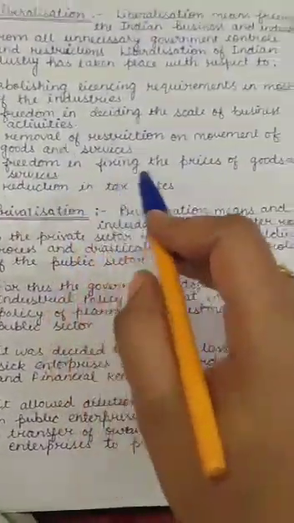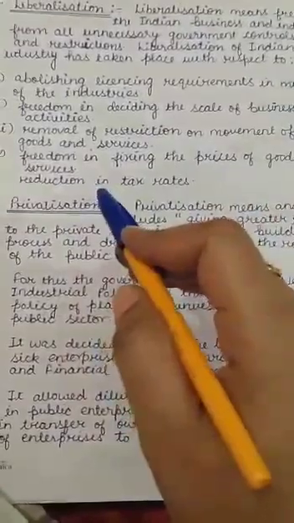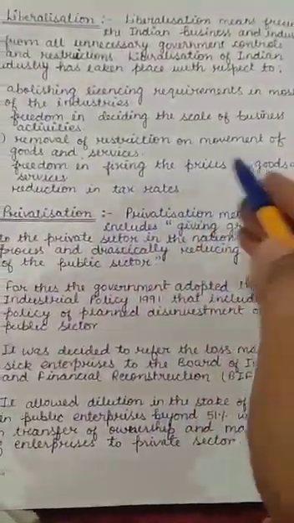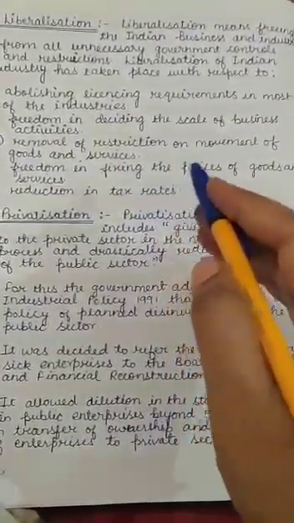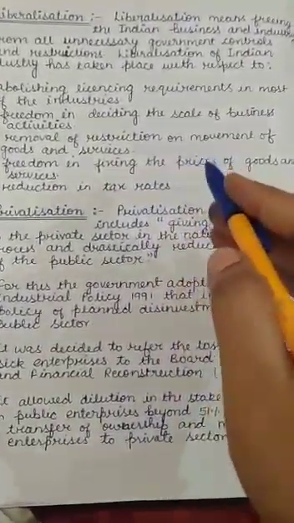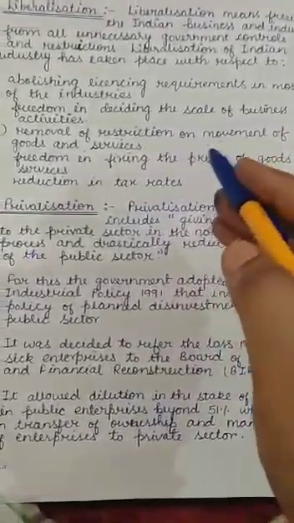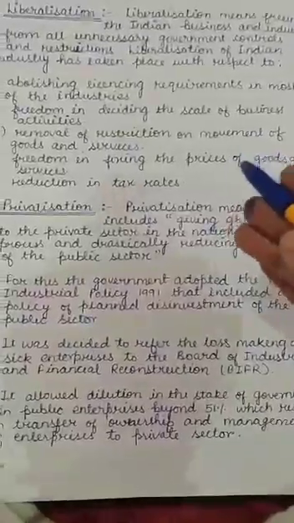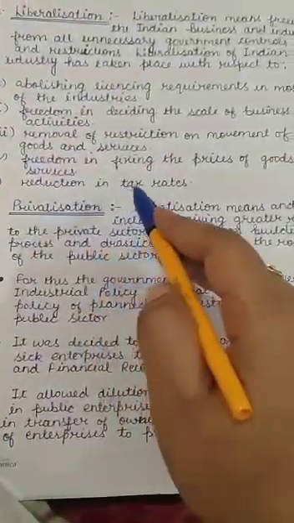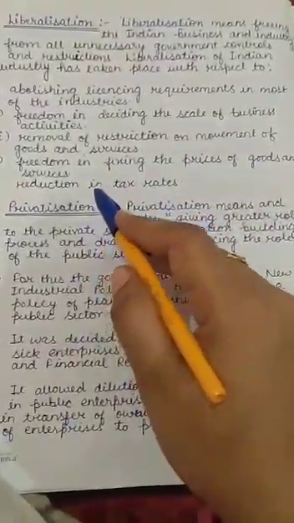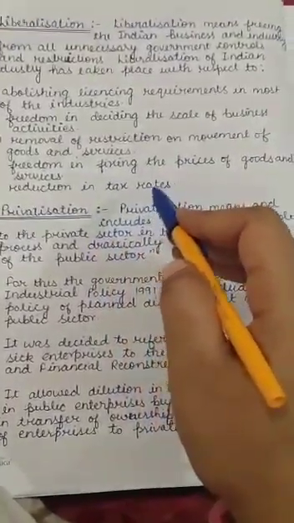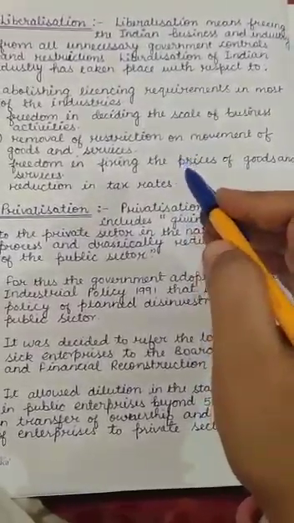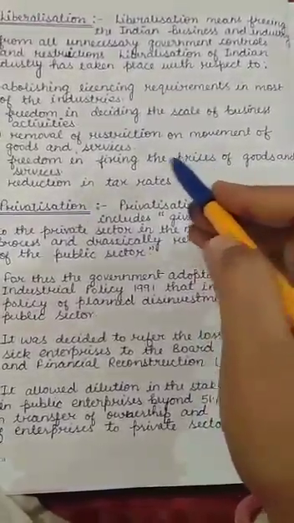The fourth step is freedom in fixing the prices of goods and services. There was no strict government control in fixing prices. Producers or manufacturers could fix their own prices according to their manufacturing or production cost. The fifth step is the reduction in tax rates. The government reduced the tax rates imposed on produced goods and services at that time.